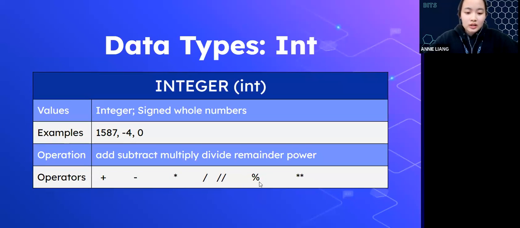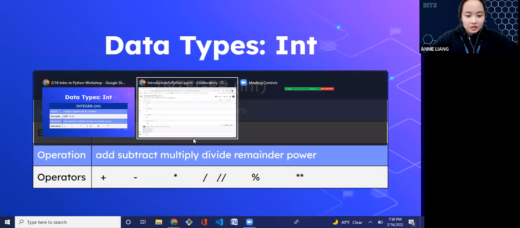and this basically gives you the remainder of the division equation. And then the power sign, which is exponents, is represented by two star asterisks. And we'll go over some examples as well as see them in action.